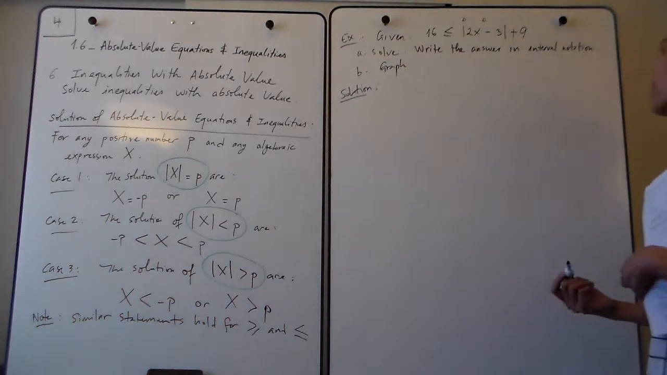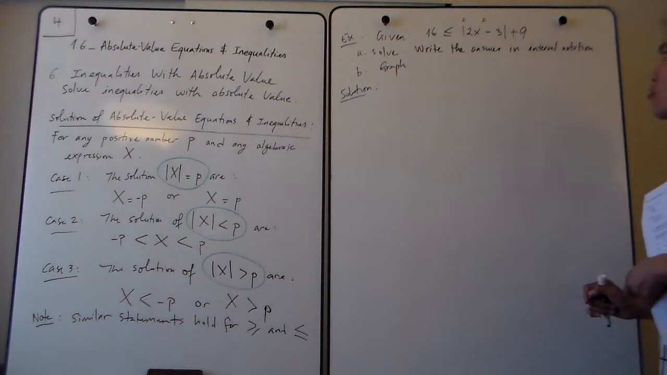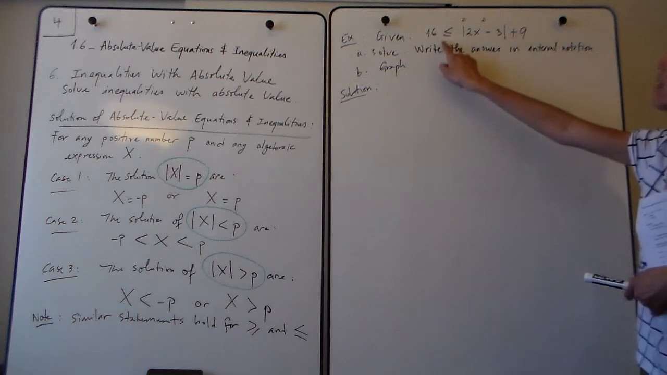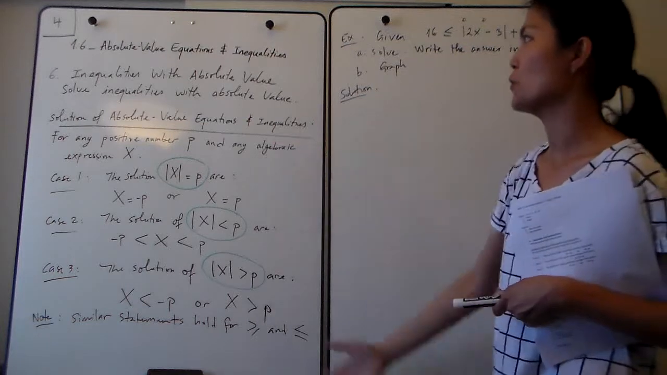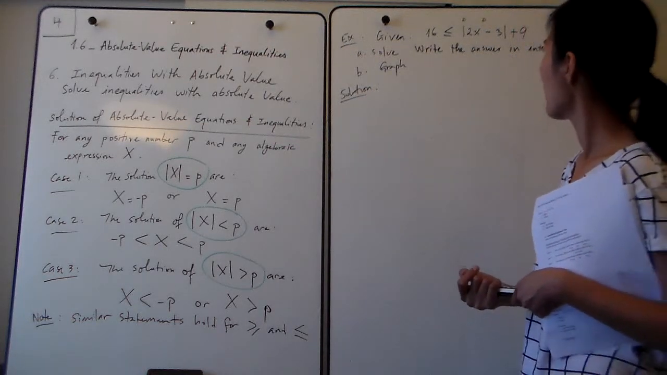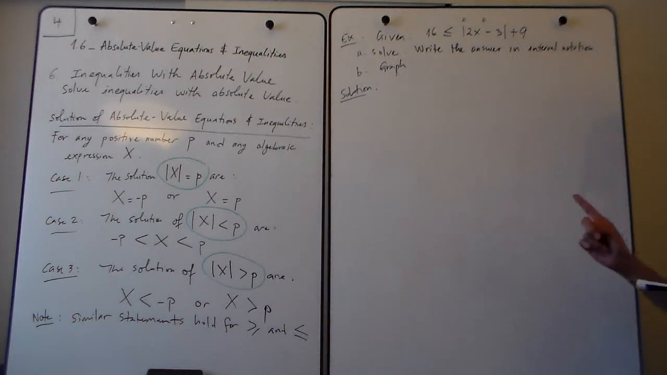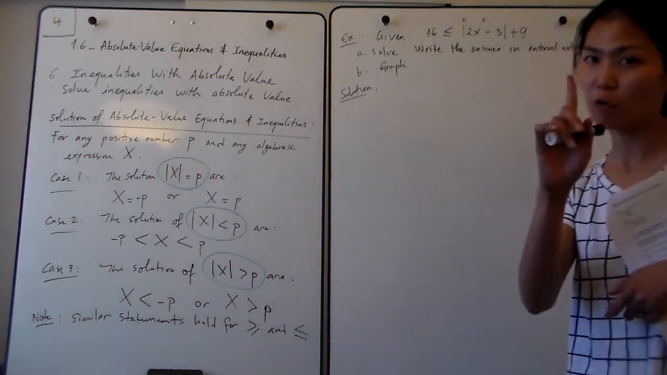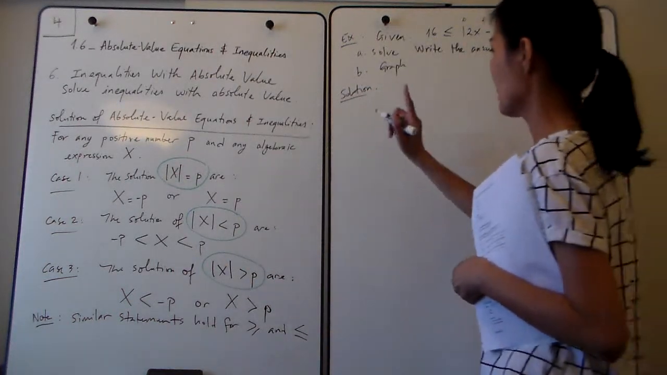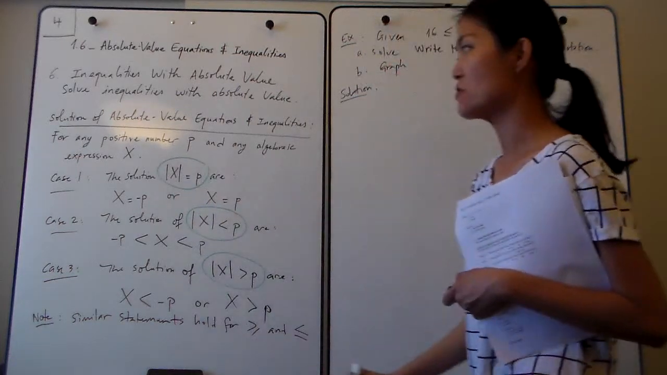Now for this case, given the inequality, we can solve this. This is an inequality that involves absolute value. So which rule will you use? Now, remember, I like to write the absolute value on the left with only one coefficient, which is 1, okay? Coefficient 1.